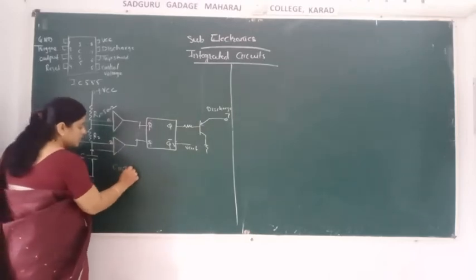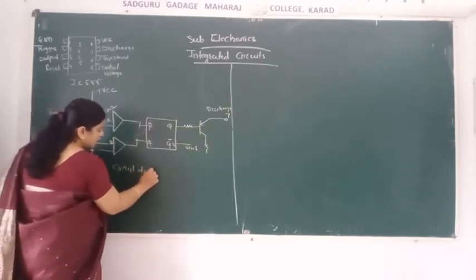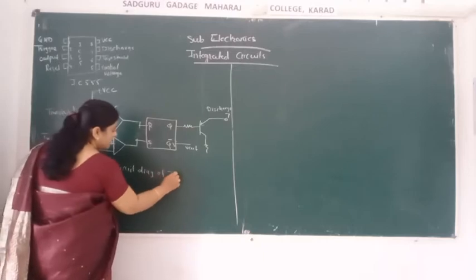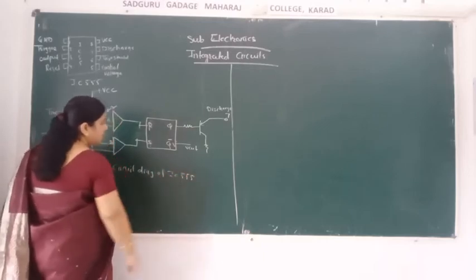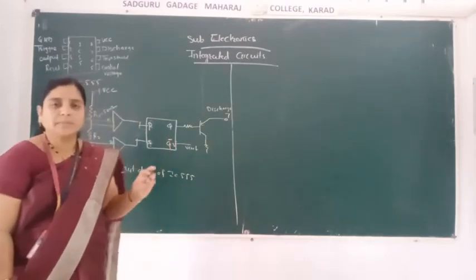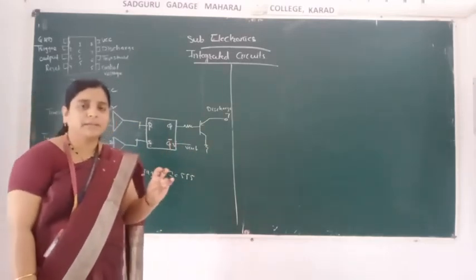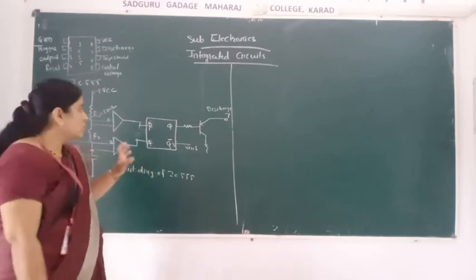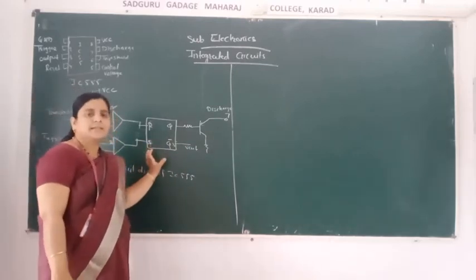This is the circuit diagram of IC 555. All the functions of the monostable multivibrator and astable multivibrator depend on this circuit only. So first of all, you should understand this circuit.